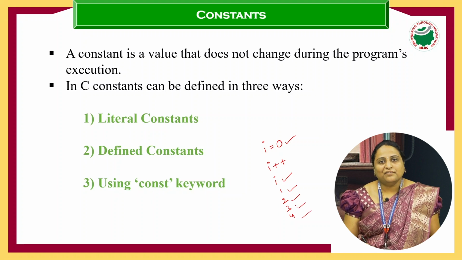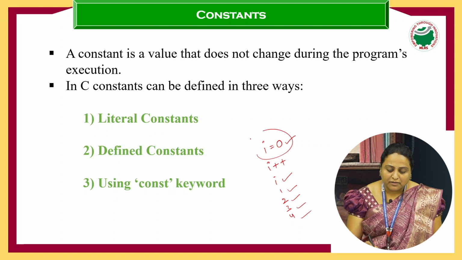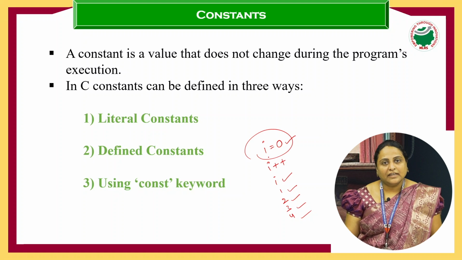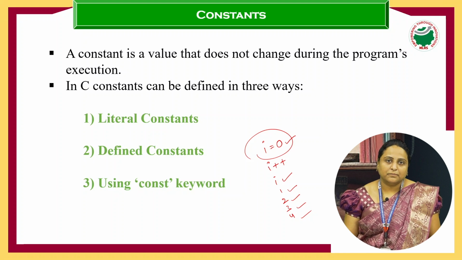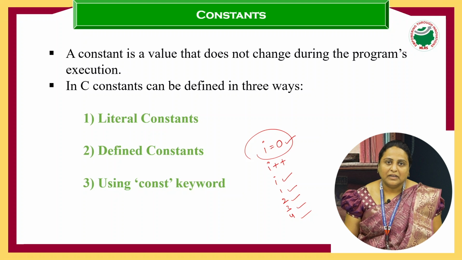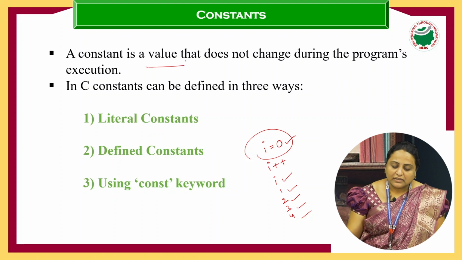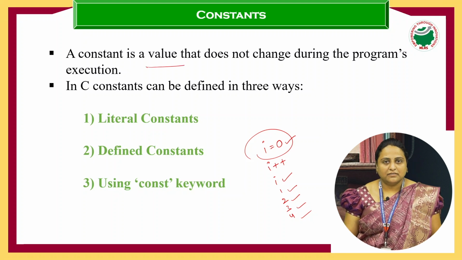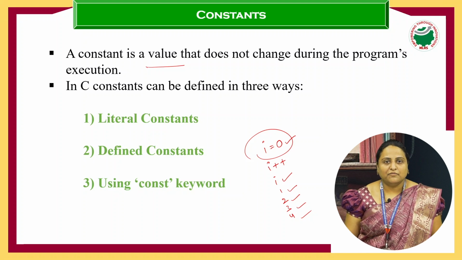So what you observe here is that initially the I value is 0, and later it became 1, 2, 3, 4, and so on. That means the value of I has been changing, so here I becomes a variable. Suppose I assign a particular value to a variable, and I don't want to change the value throughout the program, I want that variable to retain the same value throughout the program, then that variable should be a constant. A constant is a value that does not change during the program's execution. In any part of the program, the value cannot be changed. It is the same value. So that is called a constant.